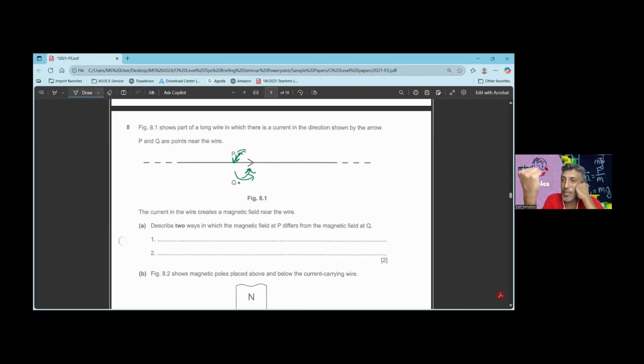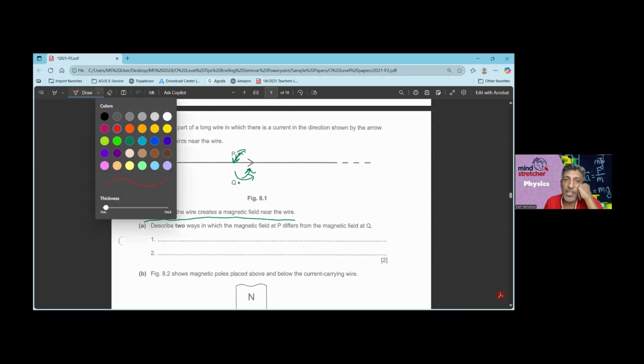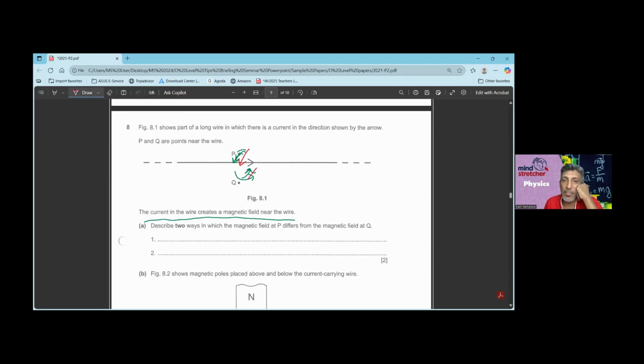Guys, you use your right hand grip rule, you will know what I mean. The thumb points in the direction of current. So the current in the wire creates a magnetic field, right? This is the field coming out and this is going in. So they say describe two ways in which the magnetic field at P differs from Q. Now, if you look at it, P is closer to the wire than Q.